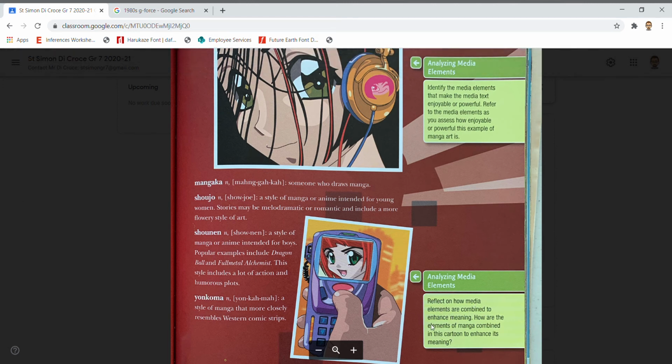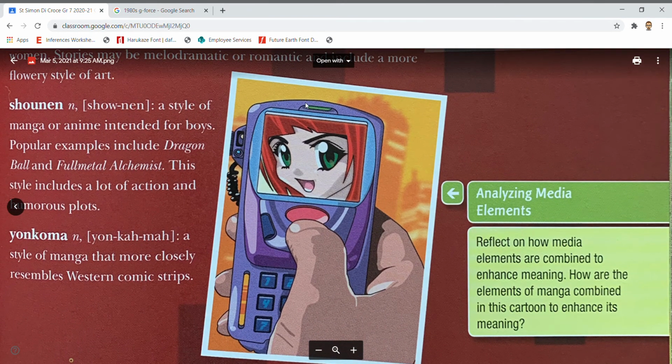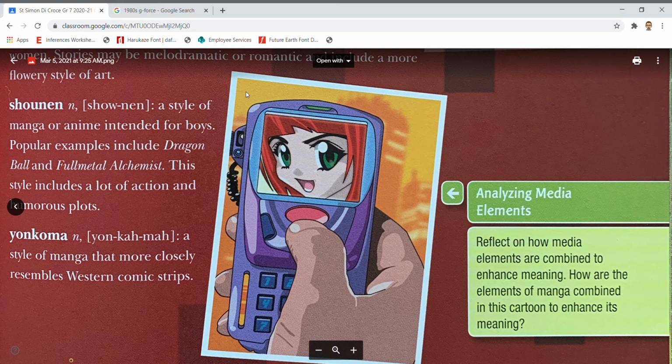Reflect on how media elements are combined to enhance meaning. How are the elements of manga combined in this cartoon to enhance the meaning? Well, what is the meaning of this? Here you have some kind of FaceTime, I'm assuming. This is more of a future version of FaceTime, and I don't know what year it dates from, but how are the elements of manga combined in this cartoon to enhance its meaning? Okay, so what they're trying to get across to you here.